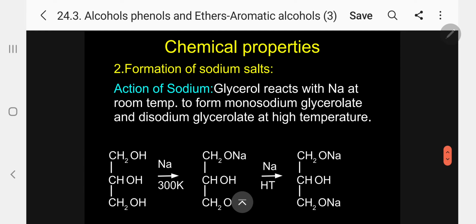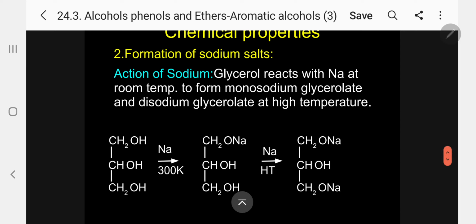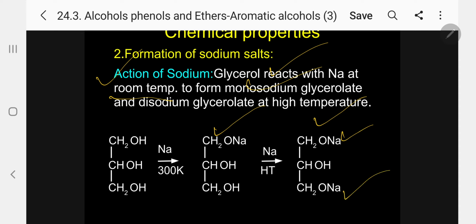Formation of sodium salt. Action of sodium. Just like in ordinary alcohol, it also reacts with the OH group. Glycerol reacts with sodium at room temperature to form monosodium glycerolate, and further reaction gives disodium glycerolate at high temperature. Because the secondary is less reactive, only the primary alcoholic group undergoes substitution reaction with sodium.